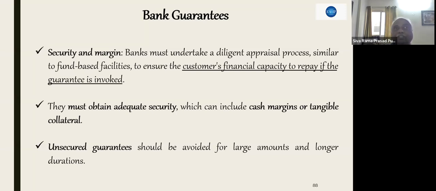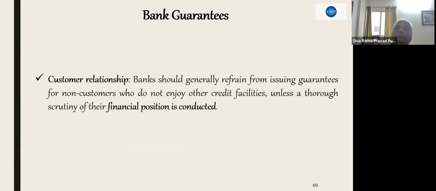They must obtain adequate security. Whenever they are giving bank guarantees, they have to take adequate security, which can be cash margin or tangible collaterals. That's why in most banks, the cash margin is nothing but a fixed deposit, and collateral security also. Unsecured guarantees should be avoided for large amounts and a longer duration. That is the Reserve Bank of India guideline.